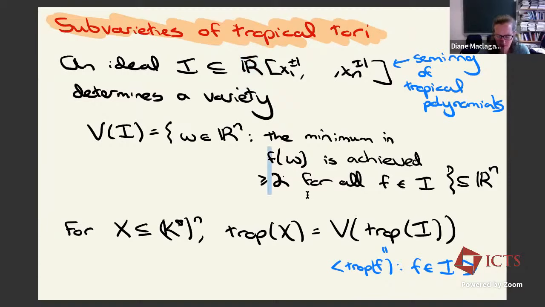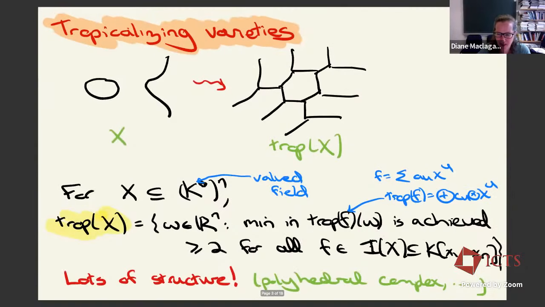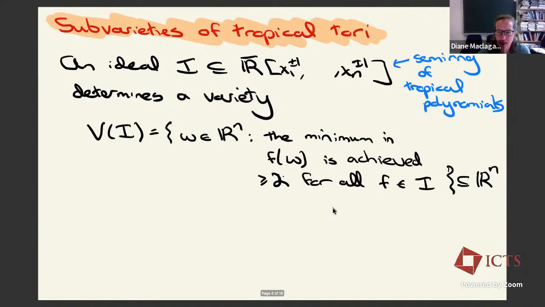So here, let me make a distinction. Here I had to say trop F of W. Sorry, my highlighter's not working. Here I'm just saying F of W. I don't need to take valuation because I already have a tropical polynomial. I'm starting with an ideal in the semi-ring of tropical polynomials, so its coefficients are already elements of the tropical semi-ring. The polynomial itself is already a minimum of things.